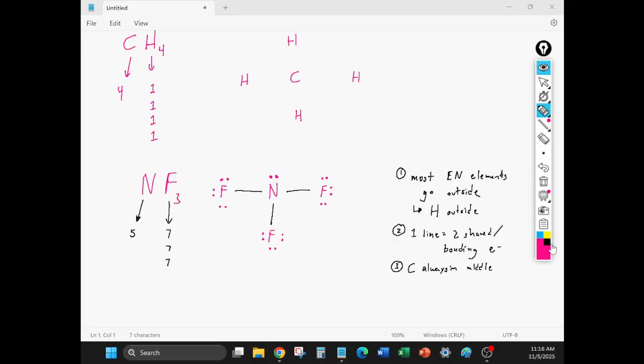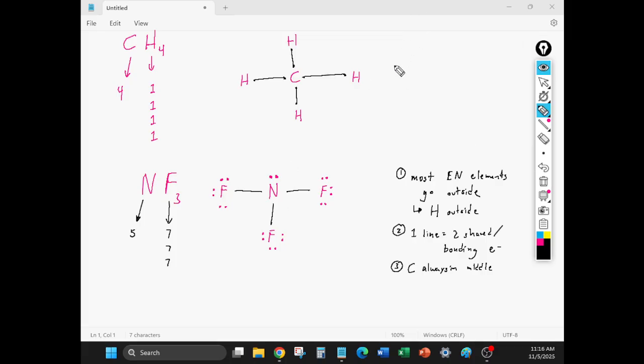Okay, so it's actually pretty easy. I'm going to draw it out, and I'll draw the lines after. C has 4 valence electrons. Hydrogen has 1. And if you remember, we said hydrogen only wants 2 electrons. So hydrogen connects with C, connects with C, connects with C, connects with C. And that's going to be your structure for CH4.